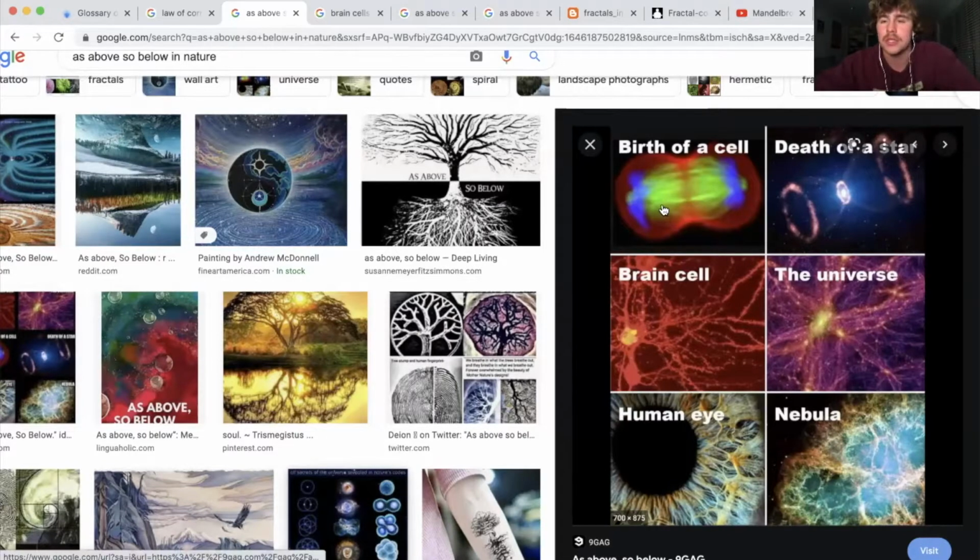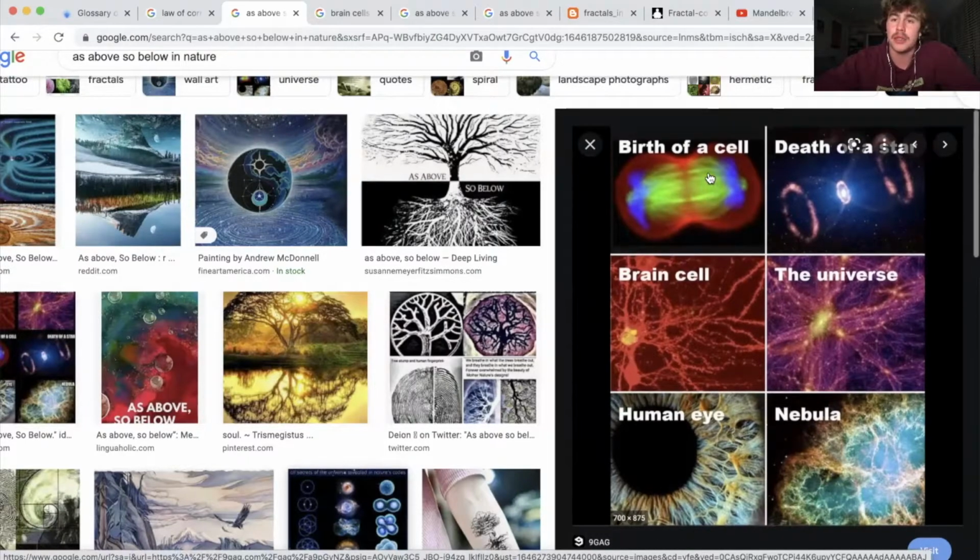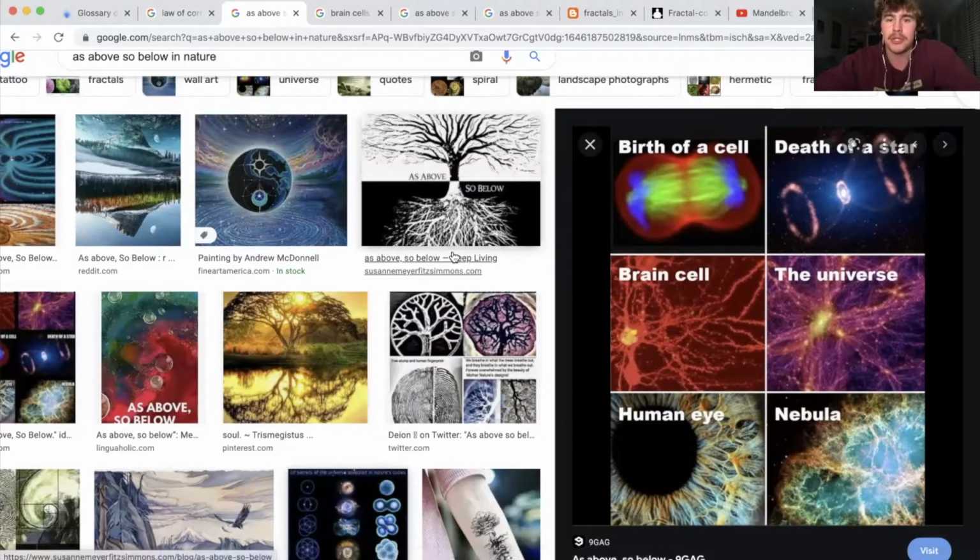So here you can see these different examples of that on a small scale. You can see it in the birth of a cell and then the death of a star, the brain cell compared to a cluster of galaxies in the universe, and the human eye compared to a nebula. I mean, very similar geometry, and you can see that in the fractal geometry, right?